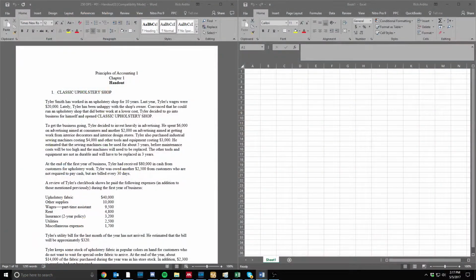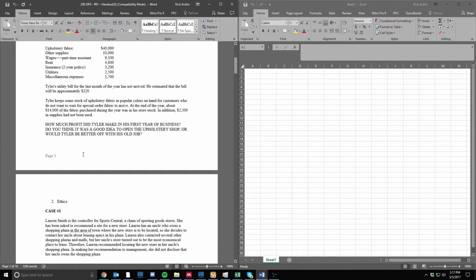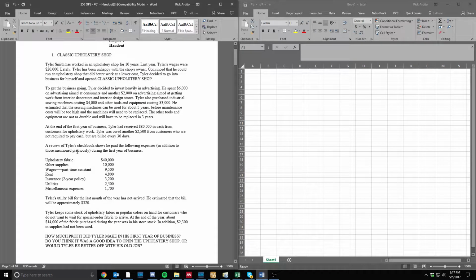So here we go. The first part of the handout says Classic Upholstery Shop. This is just an example. We're not going to be answering this question, but this is to give you an idea of what we will be doing as we move through this course. The Classic Upholstery Shop narrative says Tyler Smith has worked in an upholstery shop for 10 years.